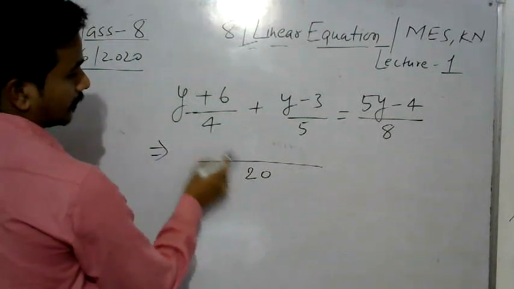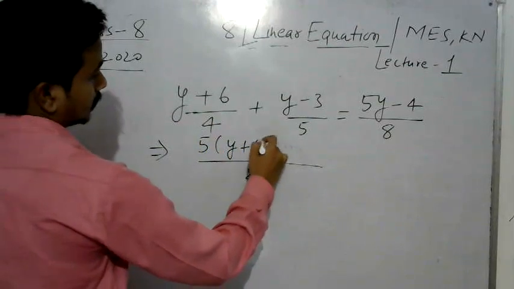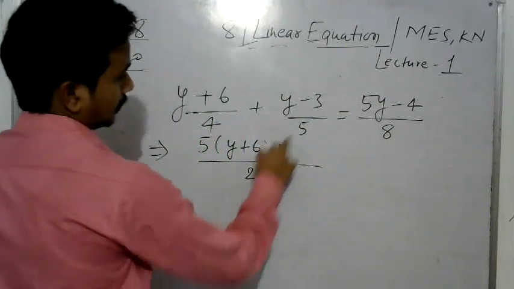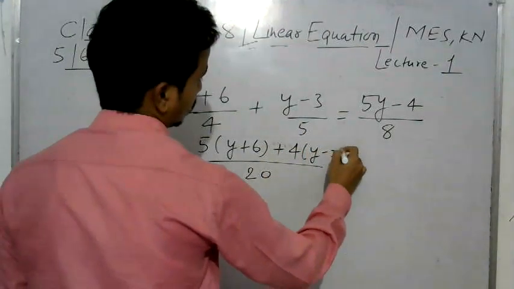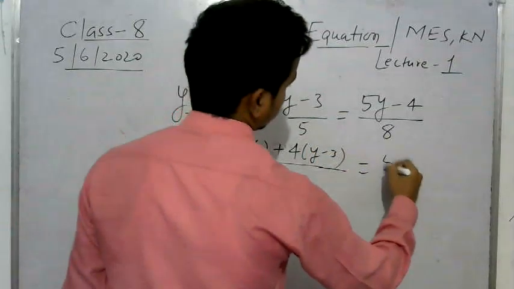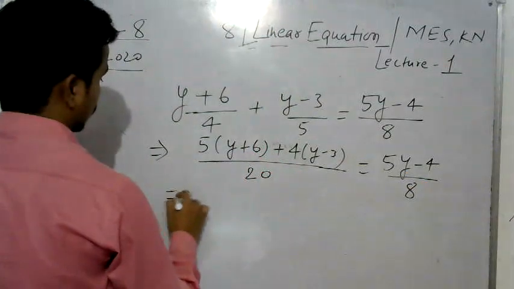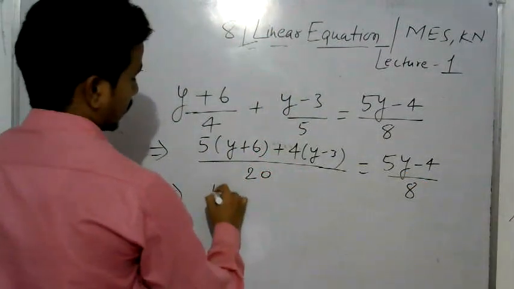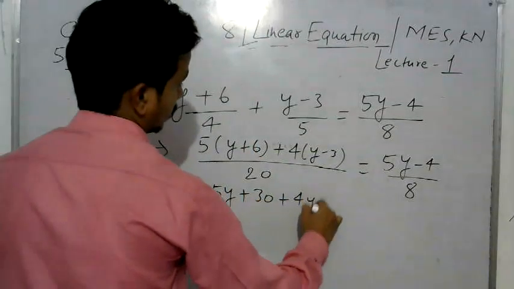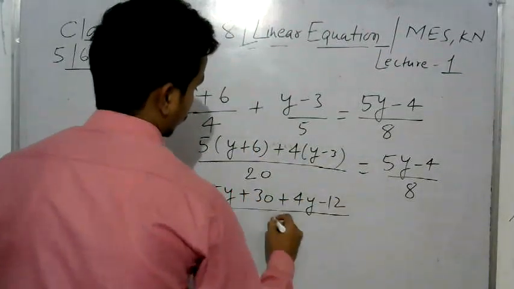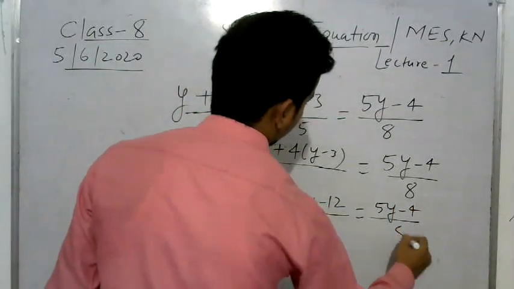Now 20 divided by 4, how many times? 5 times. So 5 will be multiplied with y plus 6, plus 20 divided by 5. 5 times 4 is 20, so 4 will be multiplied with y plus 3. This equals 5y minus 4 by 8. Now multiply it: 5y plus 5 times 6 is 30, plus 4y minus 12, divided by 20, equals 5y minus 4 divided by 8.